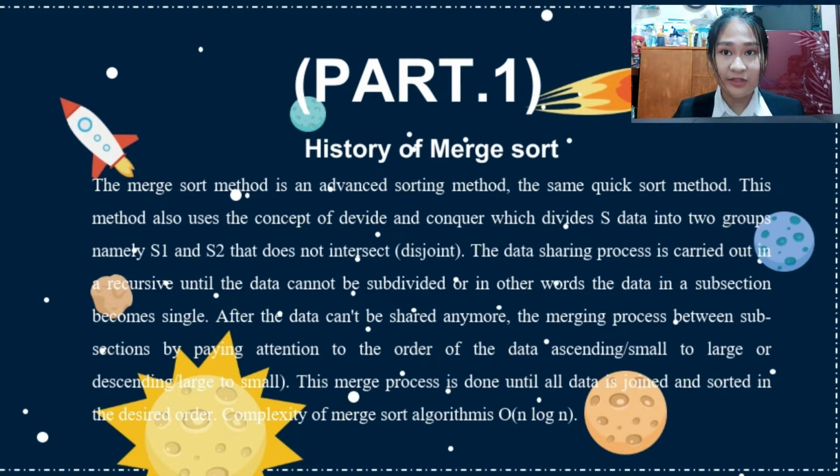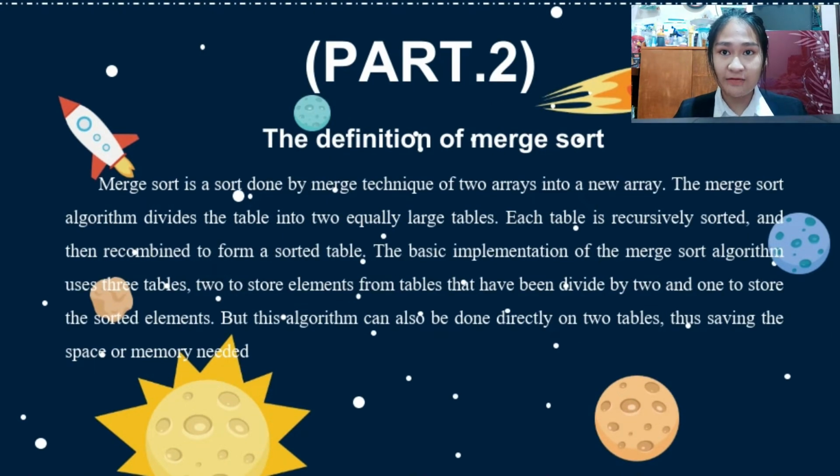After the data cannot be divided anymore, the merging process between subsections is done by paying attention to the order of the data, ascending from small to large or descending from large to small. This merge process is done until all data is joined and sorted in the desired order. And after that, the definition of merge sort.